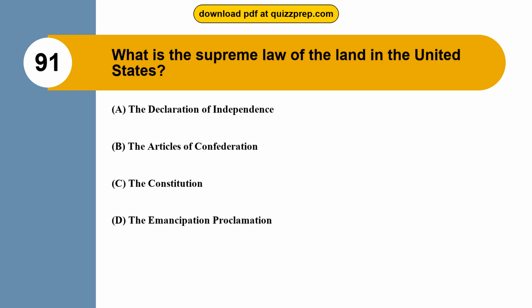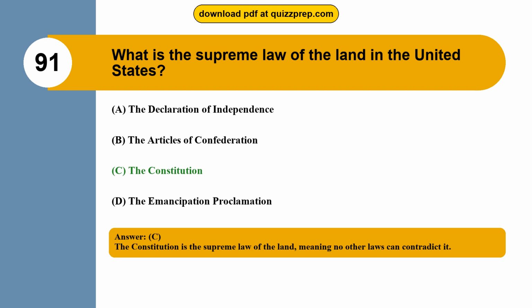Question 91. What is the supreme law of the land in the United States? Option A, the Declaration of Independence. Option B, the Articles of Confederation. Option C, the Constitution. Option D, the Emancipation Proclamation. The correct answer is option C, the Constitution. The Constitution is the supreme law of the land, meaning no other laws can contradict it.